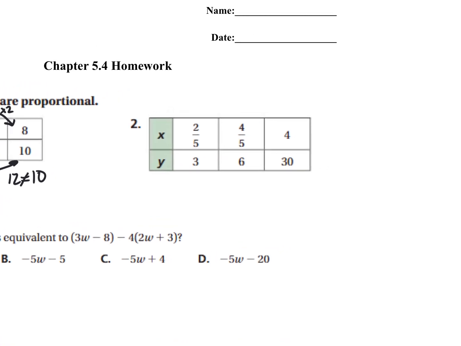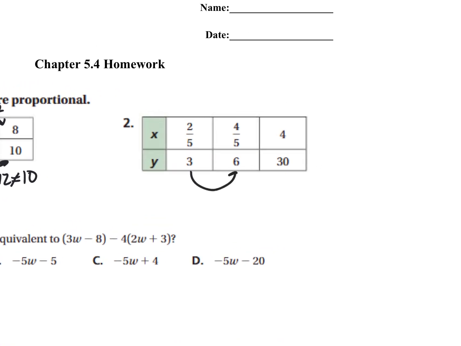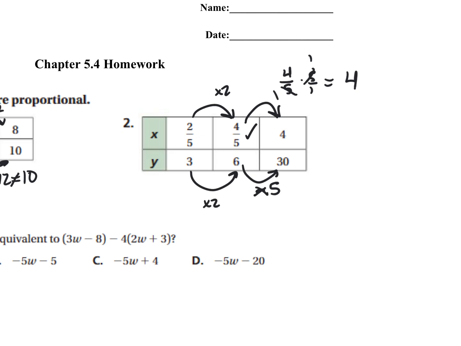Number 2, we can see here, to go from 3 to 6, I'm multiplying by 2. 2/5 times 2 is 4/5, so that one works. 6 times 5 is 30, so we should check this one. 4/5 times 5 over 1, my 5s are going to cancel each other out, and I am left with 4. Both of those work out, so our covariance, meaning the outside, works out, so this would be a yes, they are proportional.